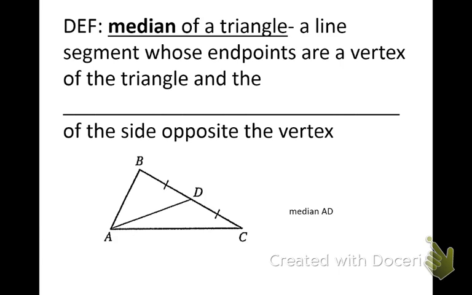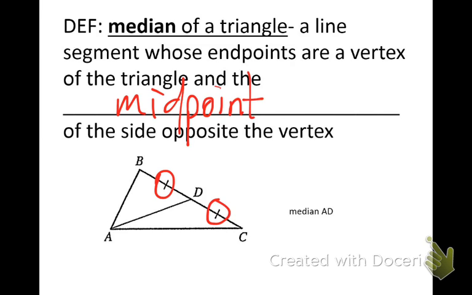So median. The median of a triangle is a line segment whose endpoints are a vertex of the triangle and the midpoint of the side opposite the vertex. So D, as shown by these hash marks, is the midpoint of BC. I connect A to D, the vertex to the midpoint of the opposite side, and that is our median.